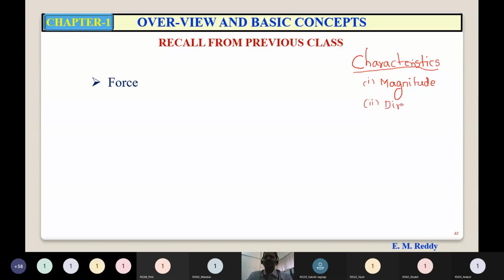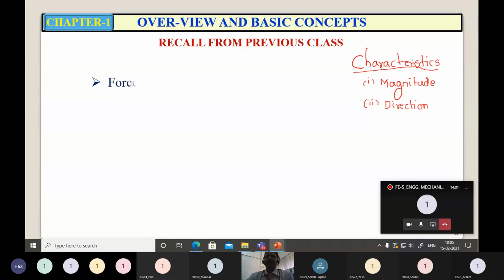Second one is direction. The direction of the force is defined as the direction of the straight line in which the force tends to move the body. That straight line is also known as the line of action of the force. So simply, the direction of force is nothing but the direction of the line of action of the force.